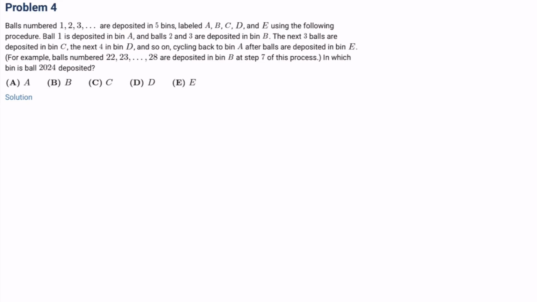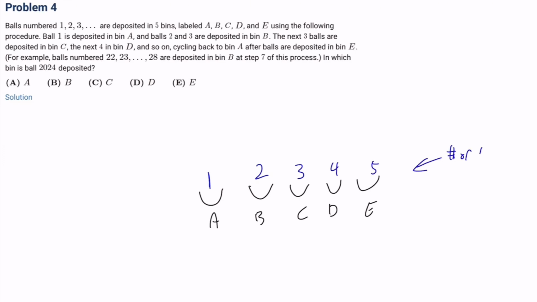Okay, so if we have 5 bins, like that, A, B, C, D, and E, then first A will have 1 ball, B will have 2 balls, then 3 balls, 4 balls, 5 balls. Notice that this is the number of balls. So ball 1 is going to be here, balls 2 and 3, so 2 balls, are going to be here, balls 4, 5, 6, so 3 balls, are going to be there, and that continues. So like 6 balls here, 7, 8, 9, 10, all the way.